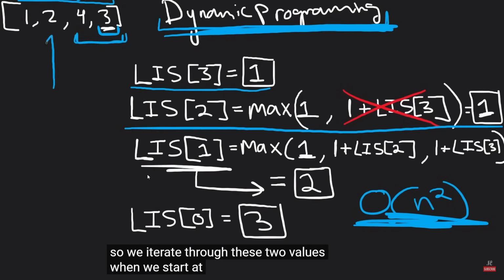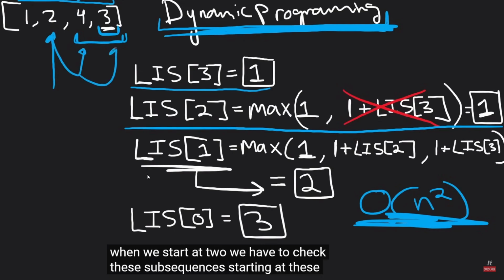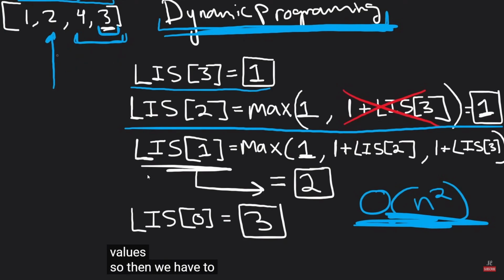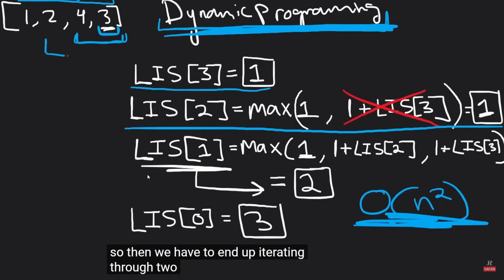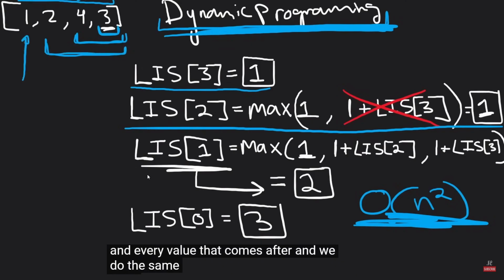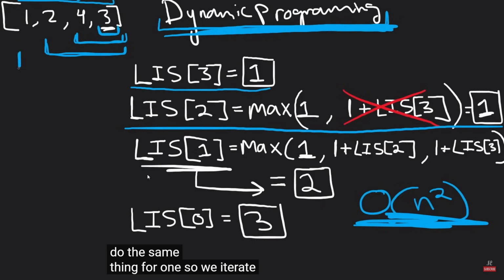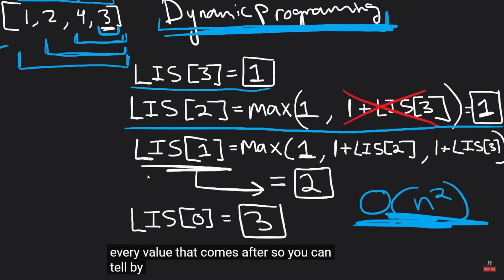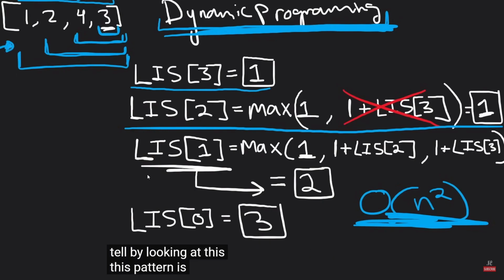When we start at 2, we have to check these subsequences starting at these two values. So we end up iterating through 2 and every value that comes after, and we do the same thing for 1. We iterate through 1 and every value that comes after. You can tell by looking at this pattern that it's similar to an n squared pattern.